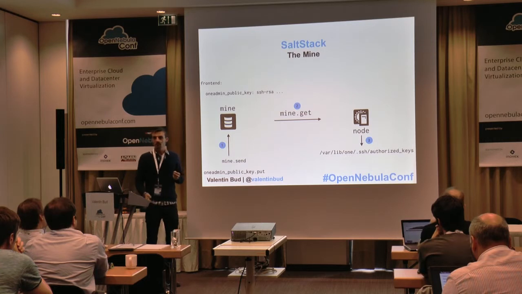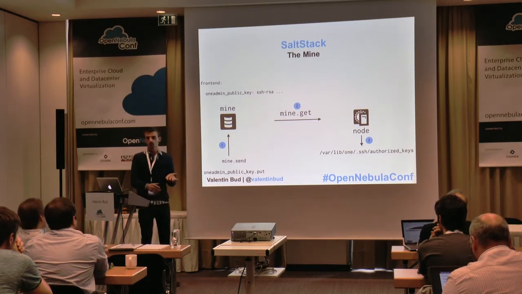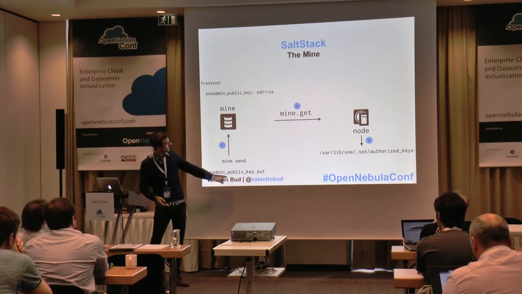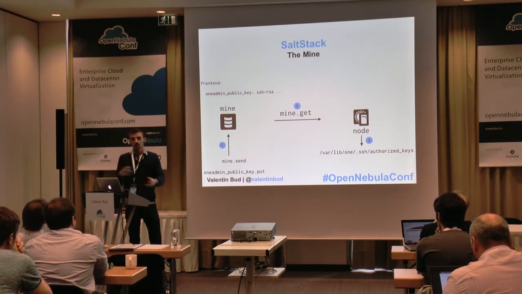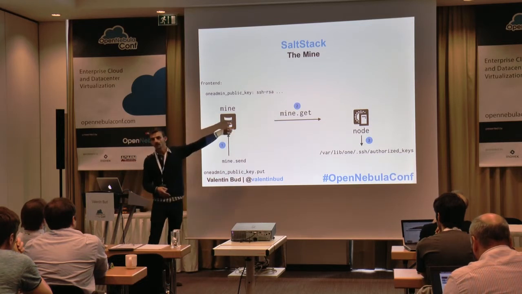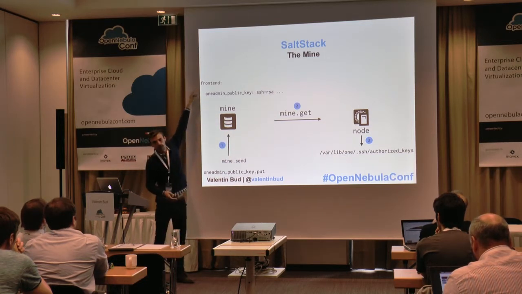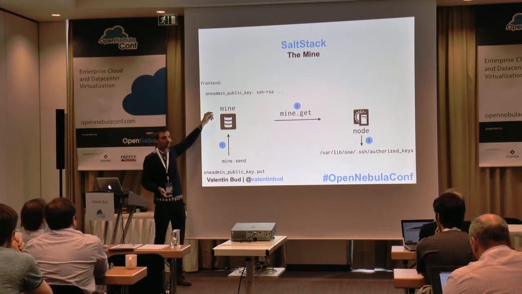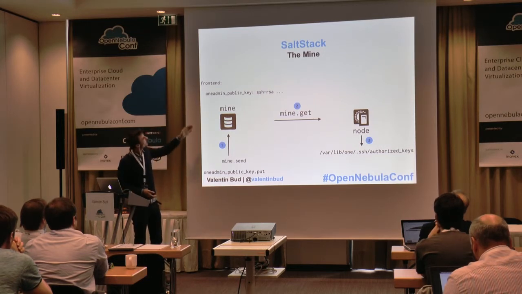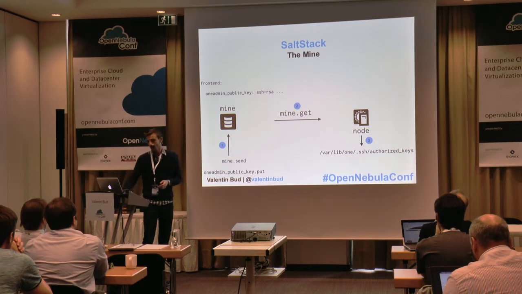It's mainly a database called the mine. In the mine, you can store any kind of data you want from your infrastructure. Basically, you send to the mine this function, oneadmin public key put. This function takes the public key and puts it in the mine. The mine is located on the master. The minion says mine.get. This is a dictionary, just like in pillar. The name here is the name of the minion, and oneadmin public key is the name of the key that holds the SSH key. The minion gets the key and puts it in authorized keys to be able to connect.